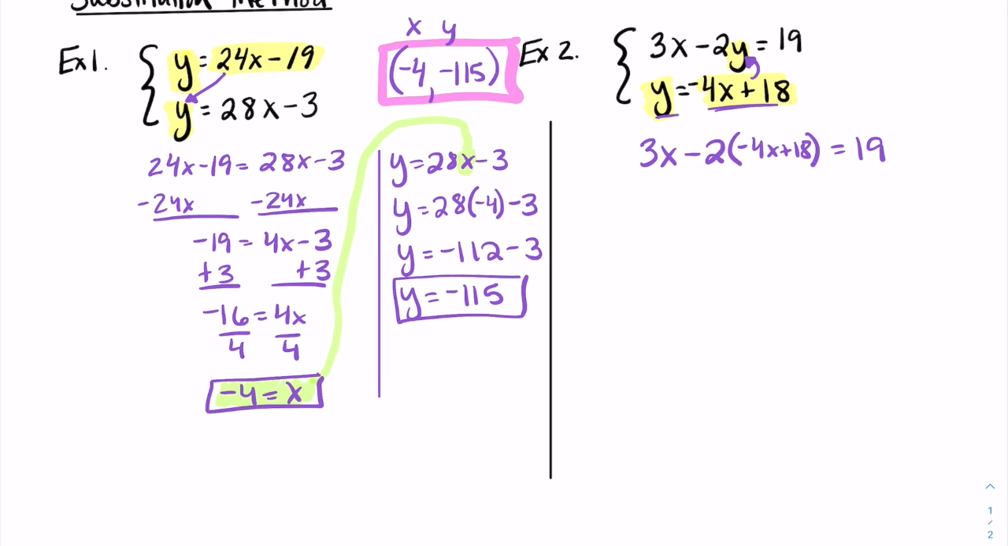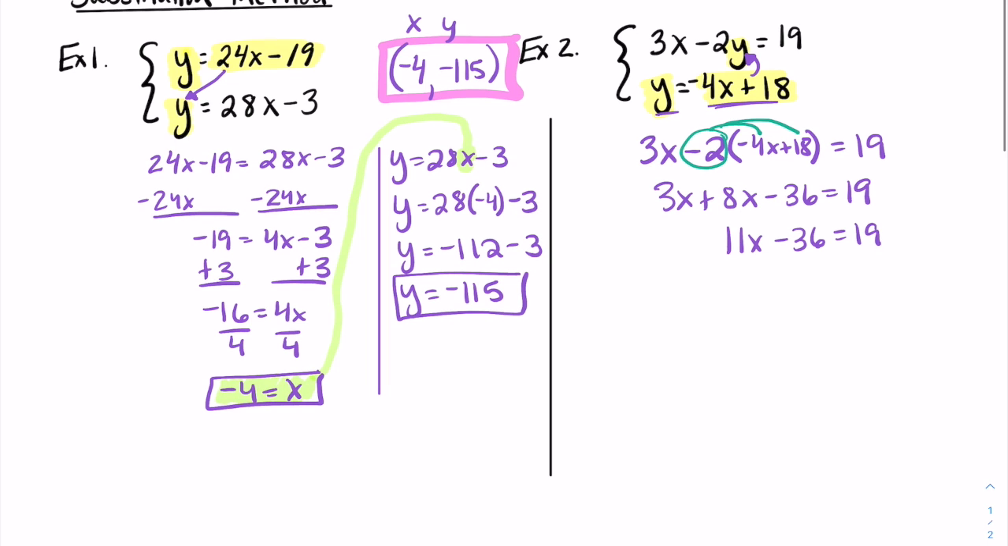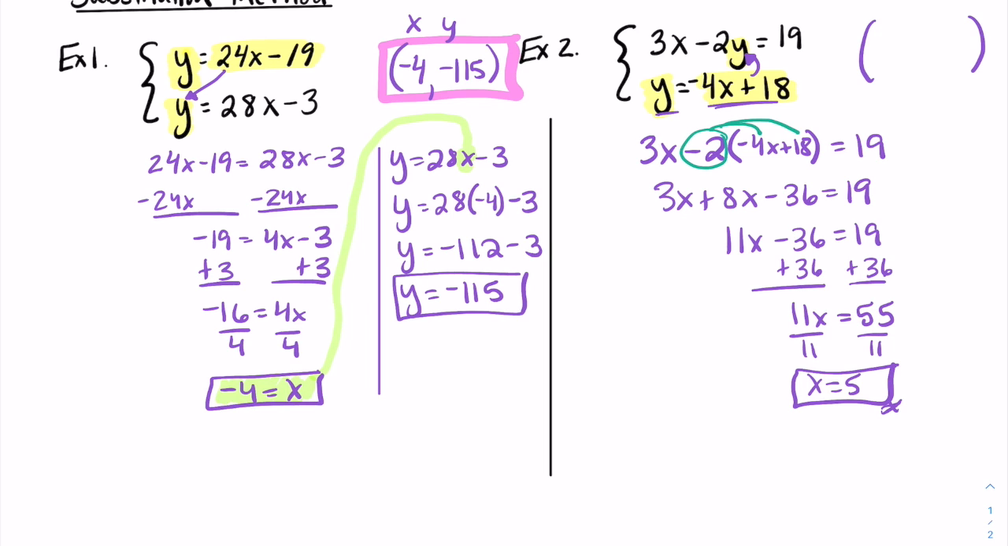Our next step, solving that equation, we need to distribute the negative 2. So I'm going to multiply negative 4x by negative 2 and 18 by negative 2. When we do that, we get 3x plus 8x minus 36 equals 19. We can combine like terms on the left side. 11x minus 36 equals 19. Next, we add 36 to both sides to get that variable term by itself. And we get 11x equals 55. And if we divide both sides by 11, we get that x is 5.